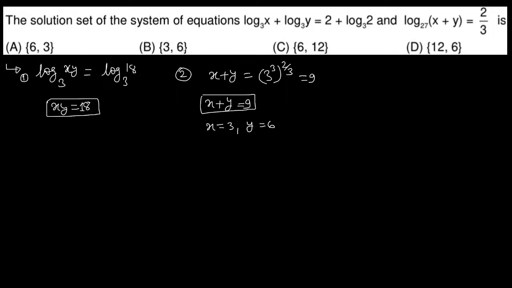6 comma 3, 3 comma 6 is correct. A and B. This is correct. This you can solve; it is a quadratic. This I will be solving. I can say that this is somewhere a JEE Advanced previous year question.